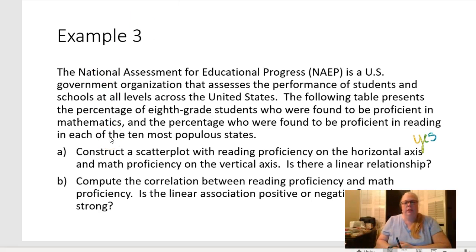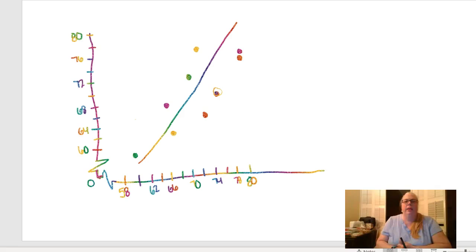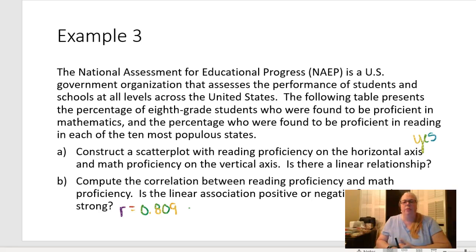We said the correlation coefficient R is equal to 0.809. Is the linear association positive or negative? Well, we could have told that by looking at the scatter plot. Since the points are heading uphill, in other words, my higher x's do correspond to higher y's, then we do actually have a positive correlation here. But because the R value is positive, we can also say that the correlation is positive.